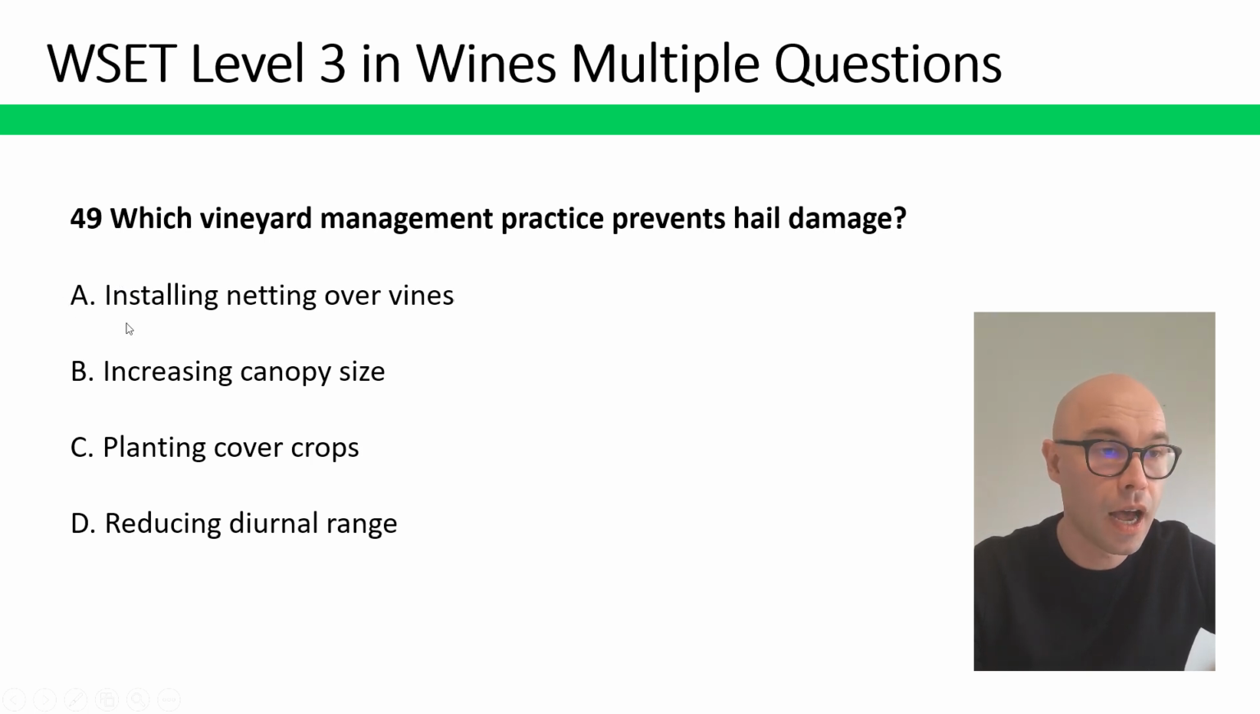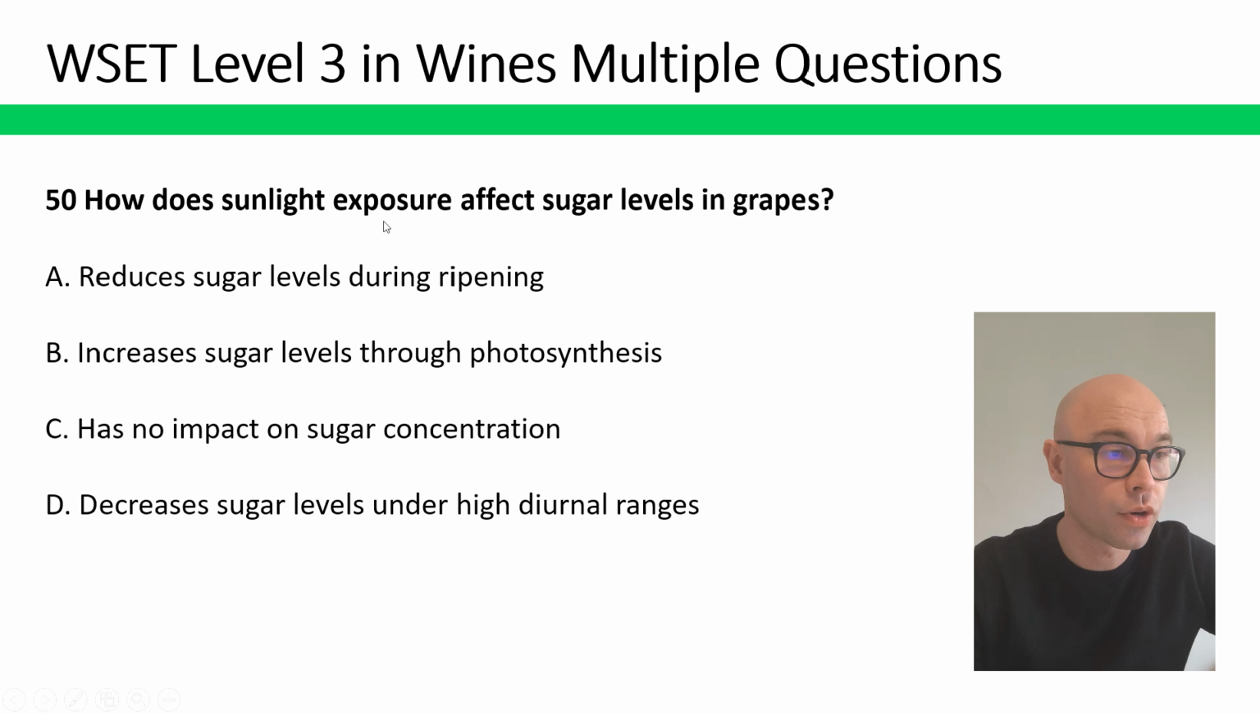Last question. How does sunlight exposure affect sugar level in grapes? Reduces sugar levels during ripening, increases sugar levels through photosynthesis, has no impact on sugar concentration, decreases sugar levels under high diurnal range. The correct answer is B, sunlight increases sugar levels through photosynthesis.